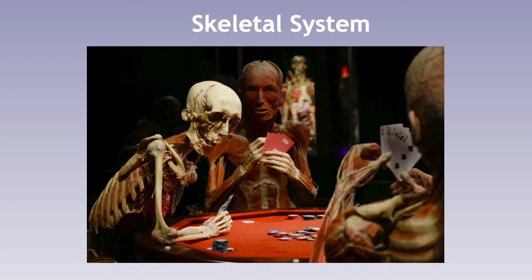So we're going to start anatomy and physiology off with the skeletal system. And this picture right here is from the Bodies exhibit. It's showing the skeletal system and it's showing the muscle attachment to the skeletal system.